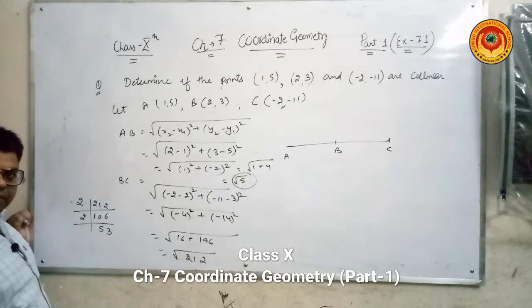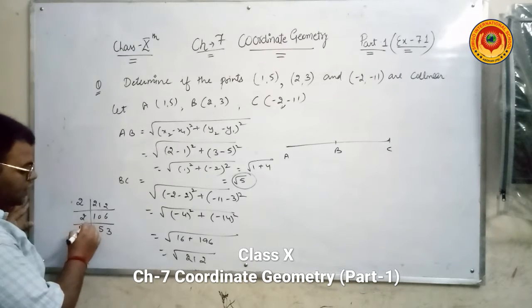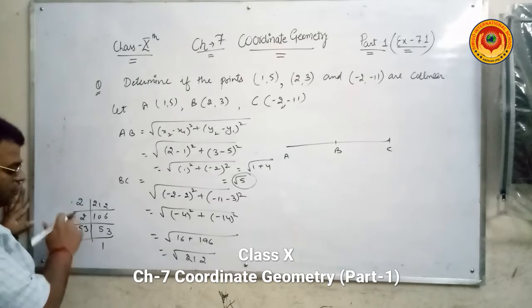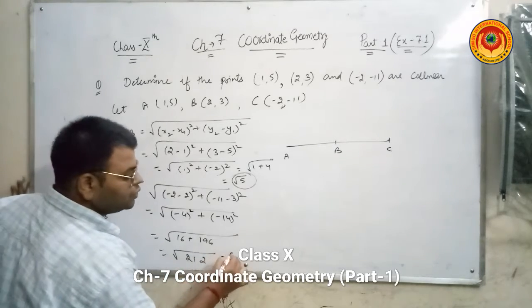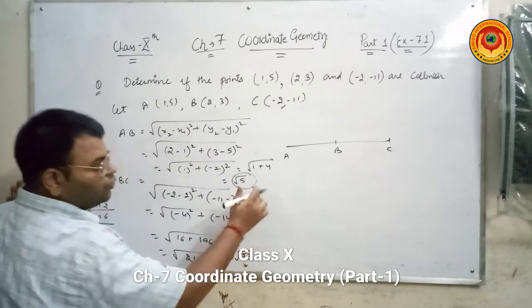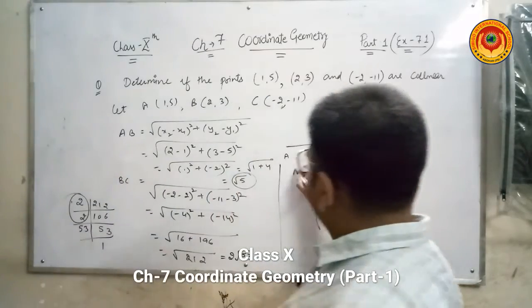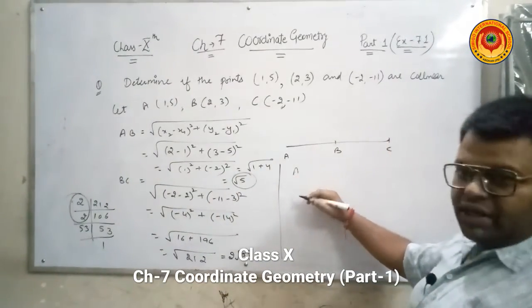Now 53 is a prime number, so it remains as it is. So what it becomes? This is in a pair, so 2 root 53. Now find out AC. What is your AC or CA? Anything you can find out.